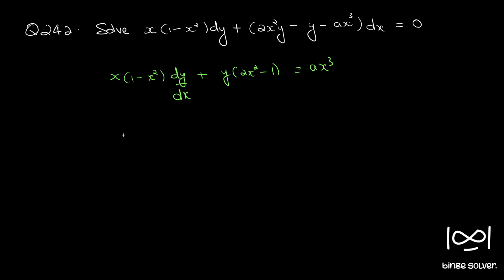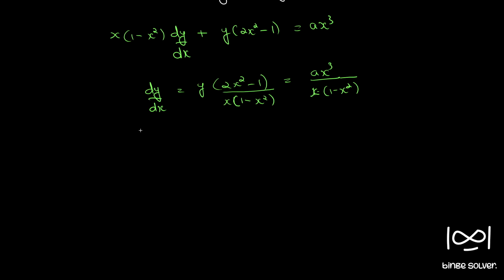So if you divide throughout by x into 1 minus x square, we have dy by dx is equal to y into 2x square minus 1 by x into 1 minus x square, equal to ax cube by x into 1 minus x square.